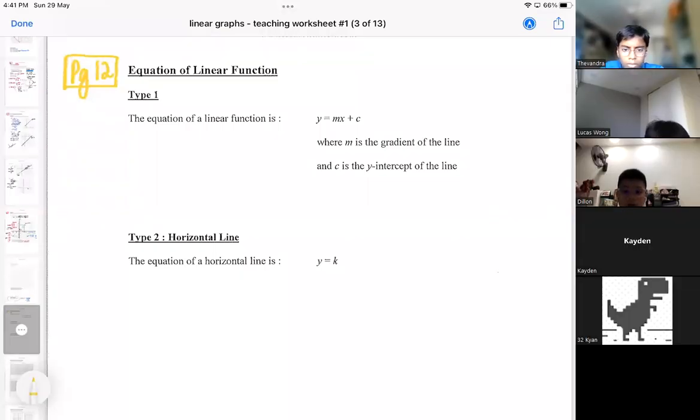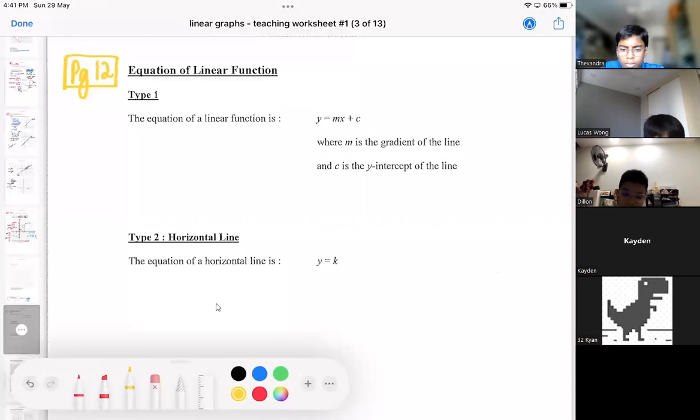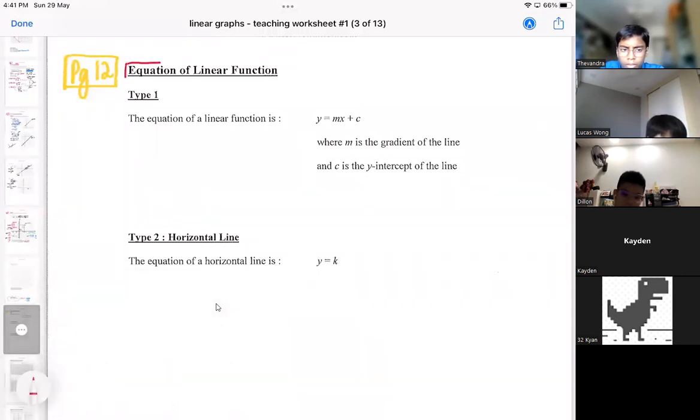So this section here, we are exploring the equation of a linear function. So what do we mean by equation? The idea of an equation is like a name. It is the name of a line. It's like each of you has a name. Okay, so everyone has a name, and every line also has a name.